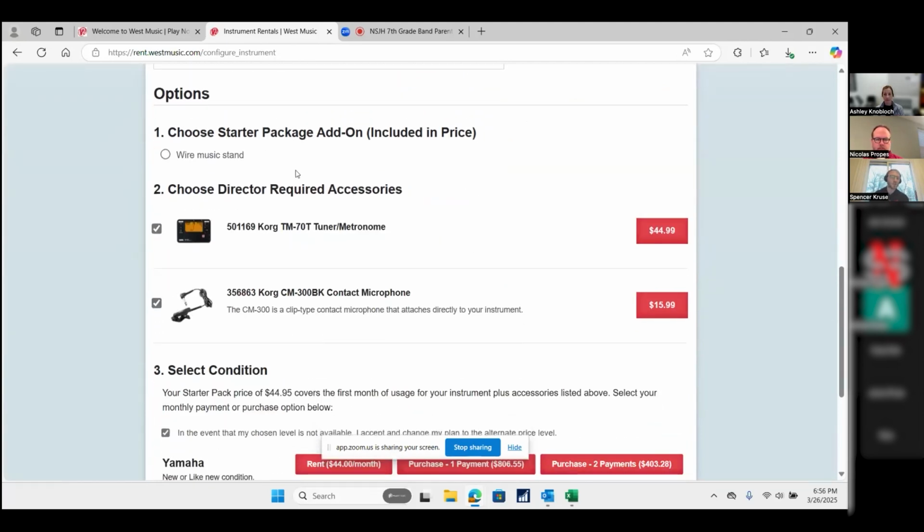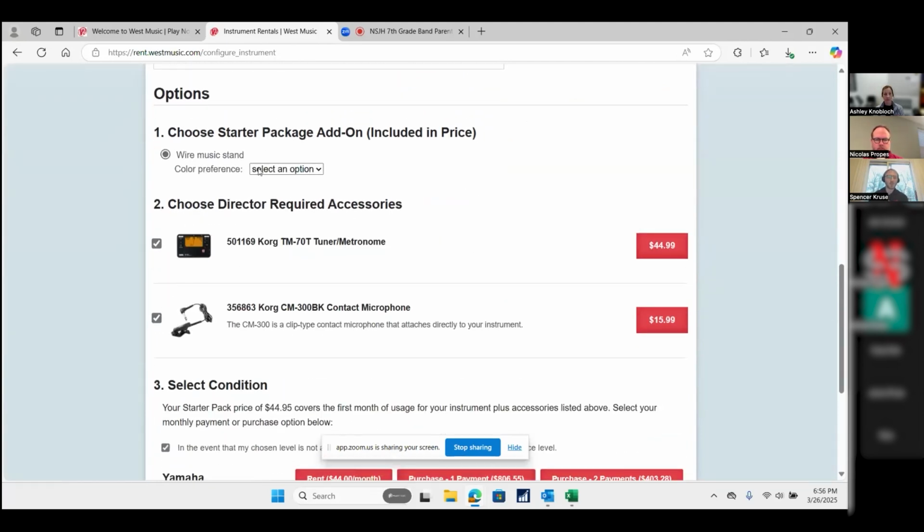After that, it'll walk you straight through. First, it'll come with a music stand. As it goes through this, it gives you a choice on a music stand color. I choose black, and I recommend that for the most part, mostly so that way down the road in a few years, they have a black music stand they can use for different events in high school and beyond.